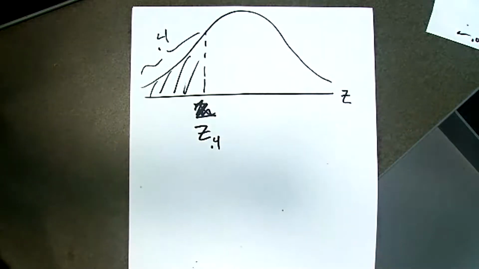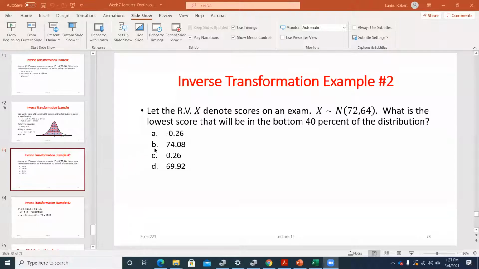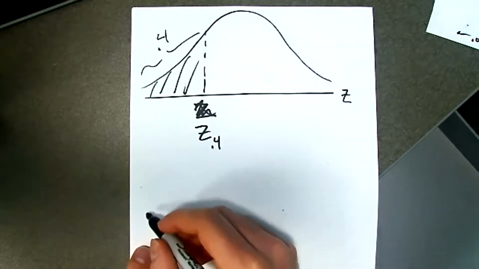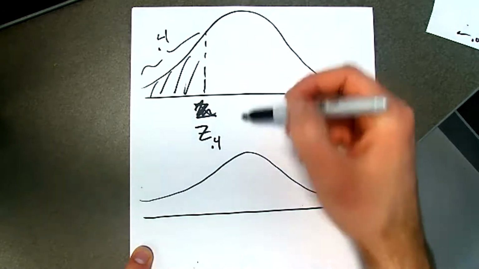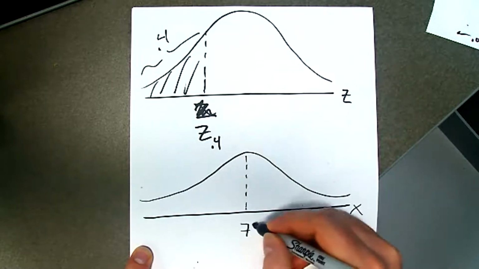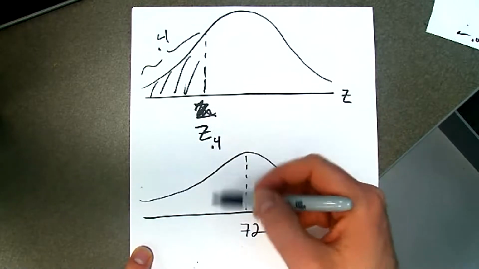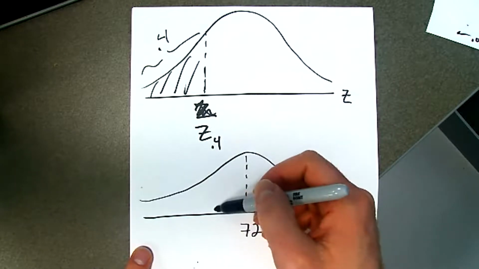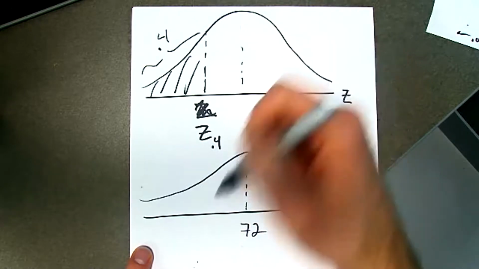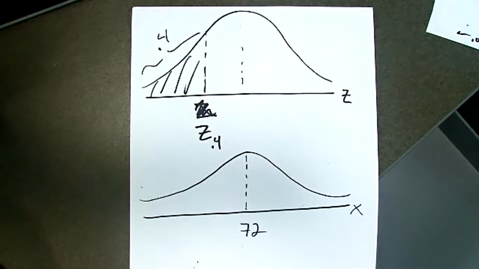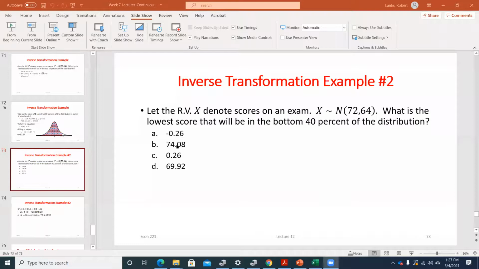Okay, so I go to my table. First of all, before I even go to the table, I just look at these possible values. I know that at an area of 0.4, for this variable x, which has a mean of 72, that's going to be some test score that's less than the mean, because if it was the mean, it would have an area of 0.5 to the left of it. So right away, I know I'm looking for something less than 72, so I can rule out B.